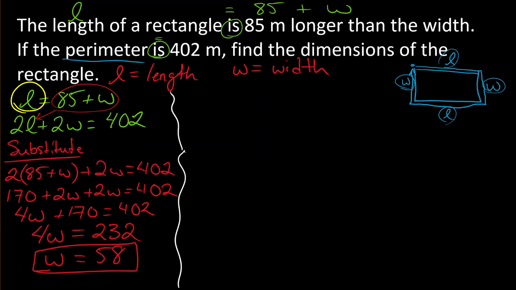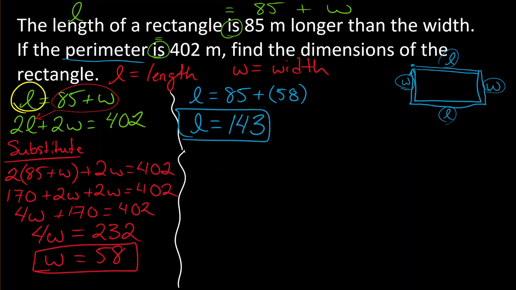So in our next step, we're going to have to take that information and put it back into one of our original equations. Well, when we're doing substitution, I like to put it back into the one where we isolated the variable. So L equals 85 plus our W, which is actually 58. So that means L is 143. Perfect.